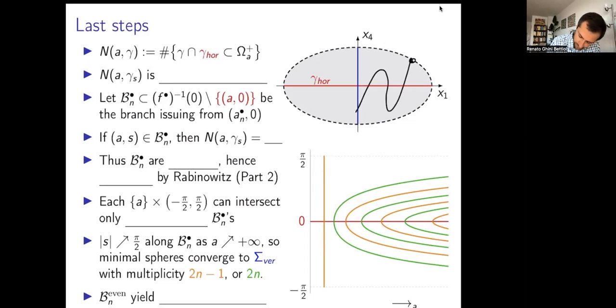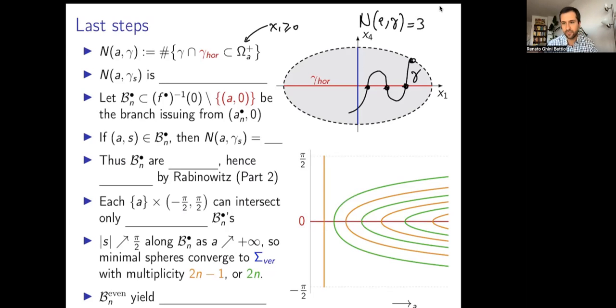So let's say I take a geodesic like, draw a little bit better, like this, gamma, and I look at the positive part. So this just means x1 bigger or equal than 0. And I count how many intersection points I have with the horizontal geodesic. So in this case, I have 3, right? So the count for gamma is equal to 3. So the claim is that if I have a 1-parameter family of geodesics, this number does not change, okay? A continuous family will keep that number constant. So this is locally constant.